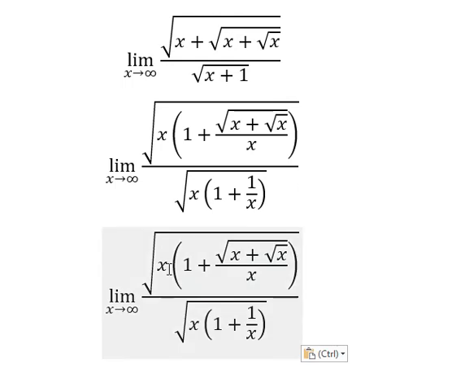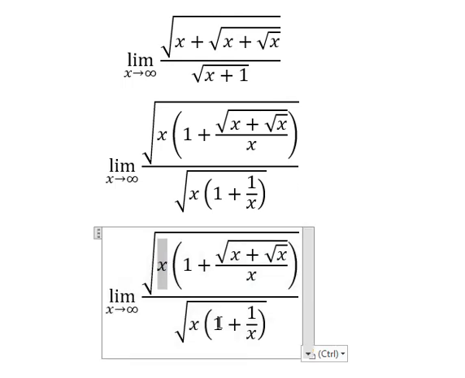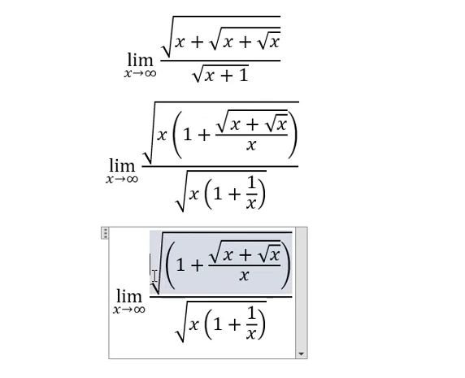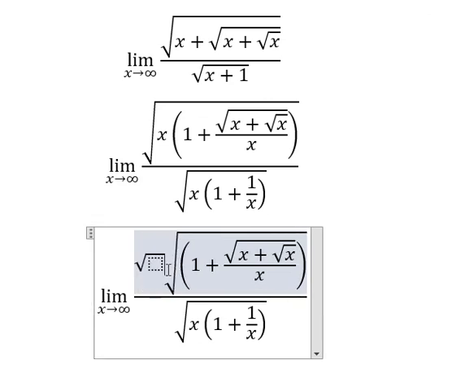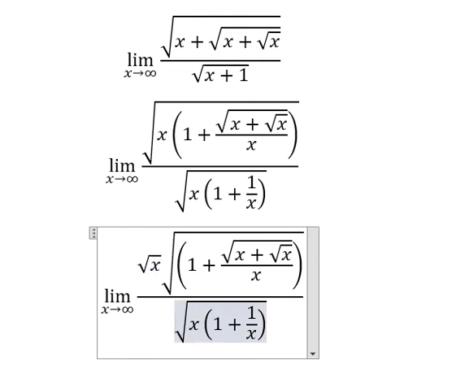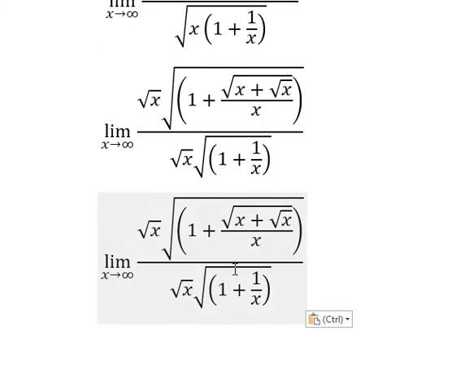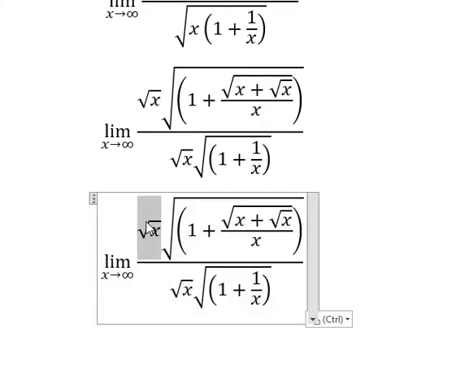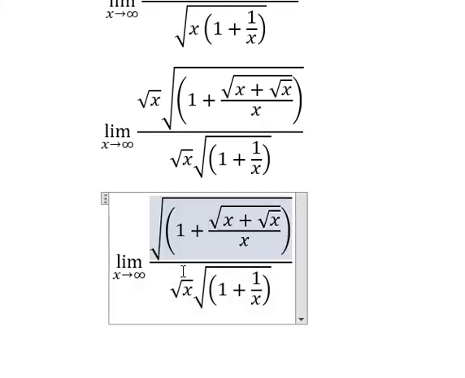next, the square root of s we put outside. Similar for this one, so this one we have the square root of s. This one we have another the square root of s. Now we need to simplify on numerator and denominator.